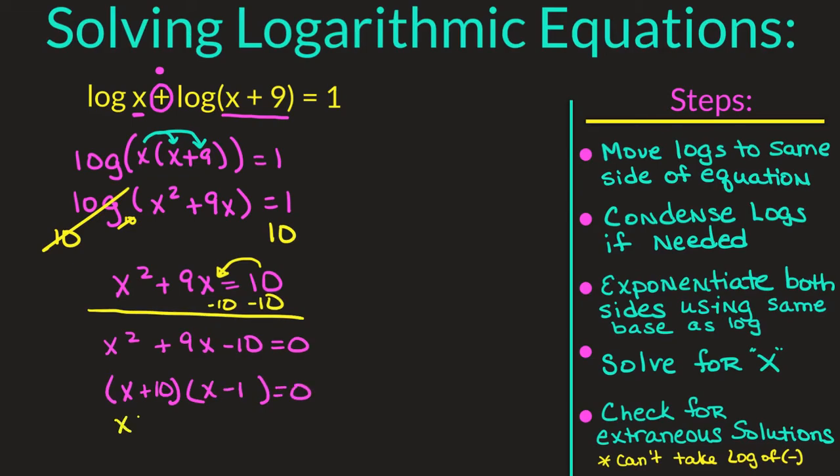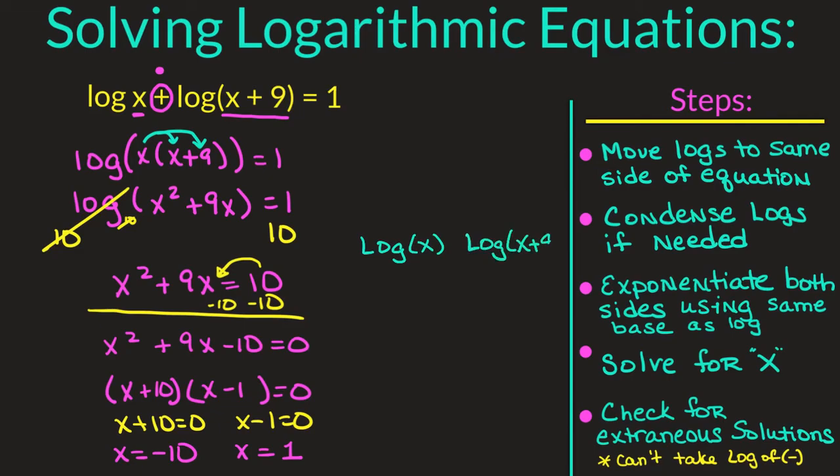Set each factor equal to 0. And then you're going to solve for x, giving us x equals a negative 10 and x equals a positive 1. Now remember, we need to make sure we check for extraneous solutions. Meaning, if I were to go back to the original problem and I have a log of x and then I had a log of x plus 9. If I plug in my current solutions into either one of these and ever get a negative answer, then it would be extraneous. It would not be a valid solution.